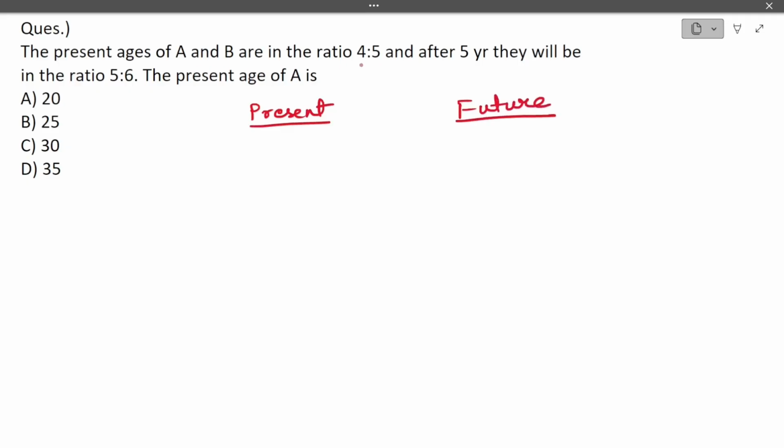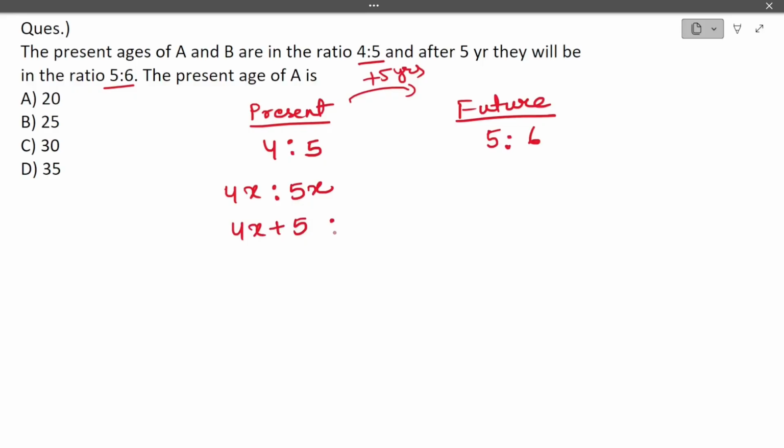We are given the present ratio as 4:5. The present ratio of A and B is 4:5, and after 5 years, the ratio is 5:6. Let us understand this much first. We need to formulate an equation, and based on that we will solve it further. How can we write 4:5? We can write it as 4x:5x. Then we are told that after 5 years, it will be 4x plus 5 and 5x plus 5, which will be equal to the ratio 5:6.